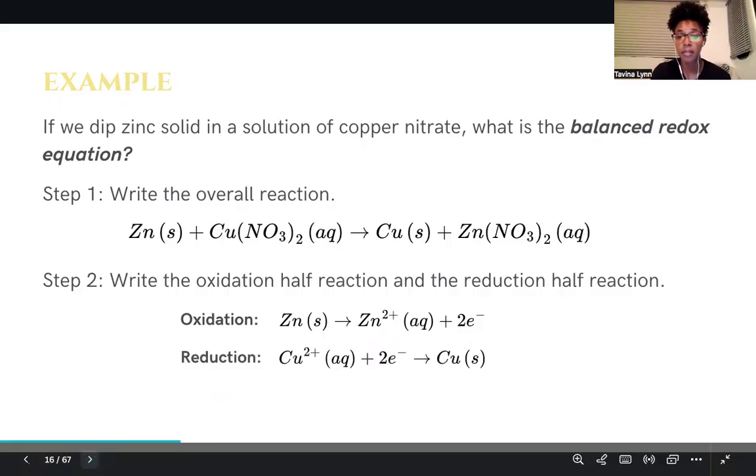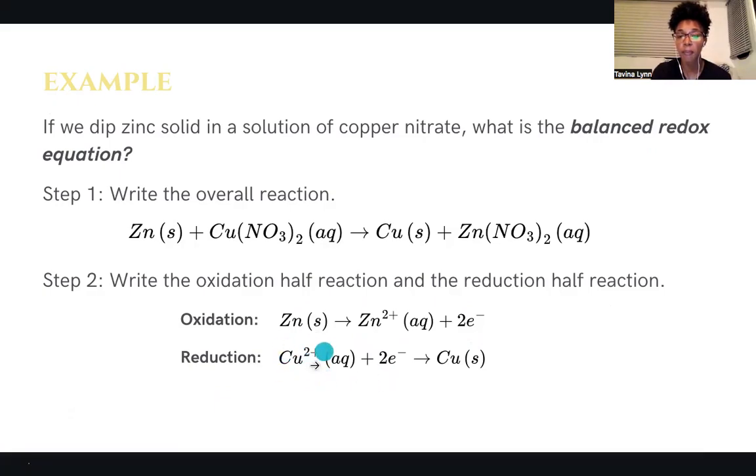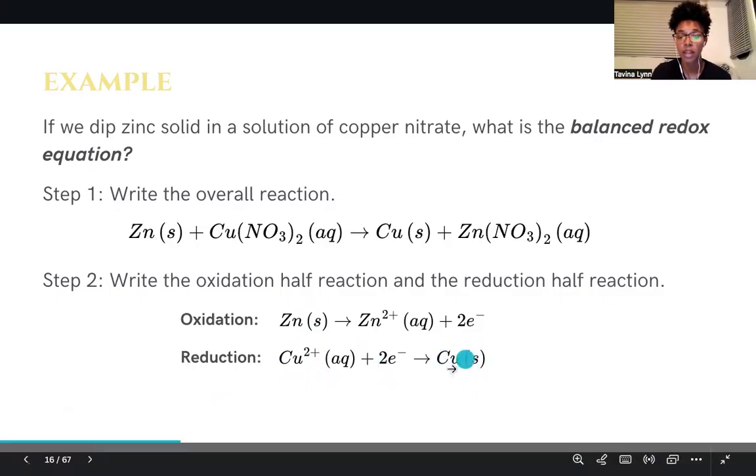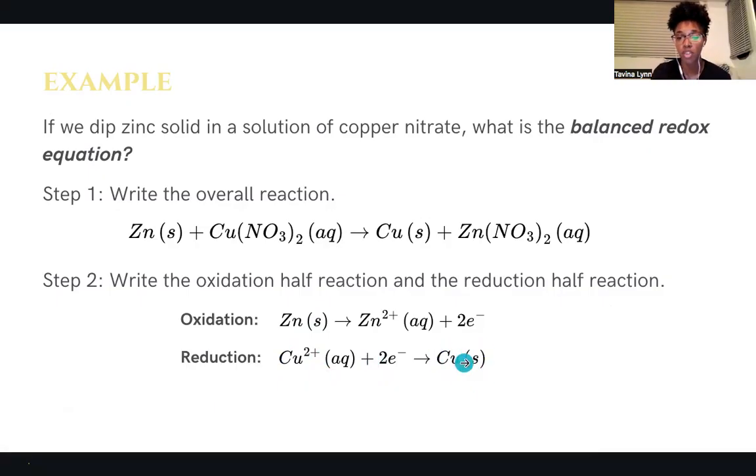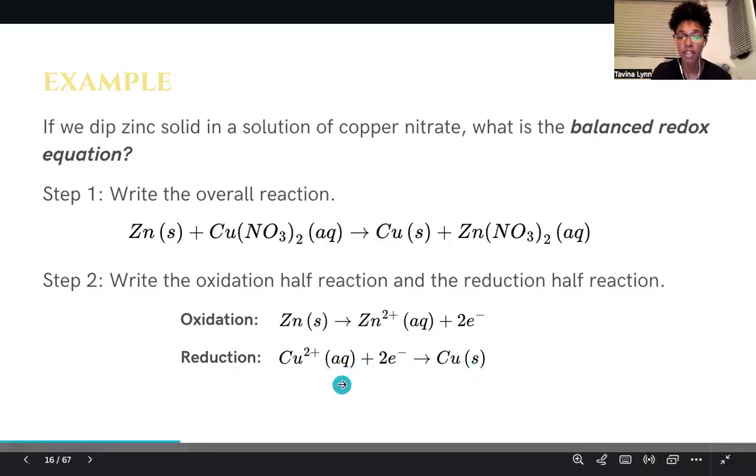Copper is being reduced, right? It's gaining 2 electrons, which is why it's written as a reactant in our reduction half reaction. So we go from copper 2 plus to copper 0, to copper with a neutral charge of 0. So this is the reduction half reaction. So zinc is being oxidized and copper is being reduced.